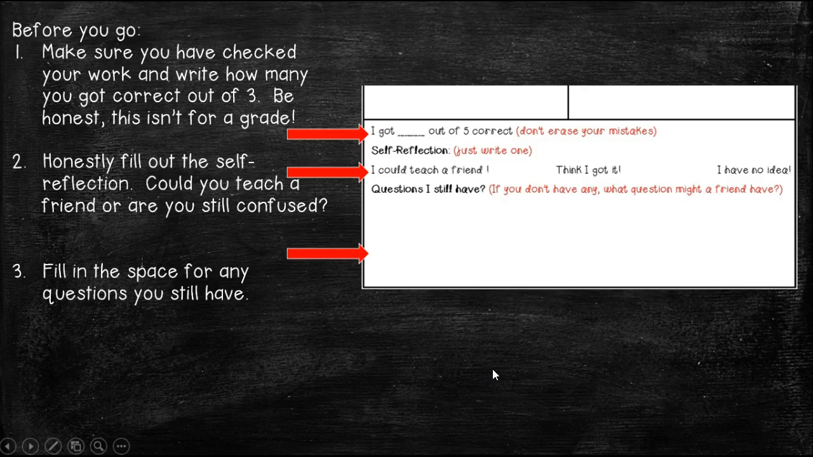So make sure you checked your work and you wrote how many you got correct out of 3. We only had 3 practice problems tonight. Honestly, fill out the self-reflection. Could you teach a friend, or are you still confused? And fill in the space for any questions you still have.